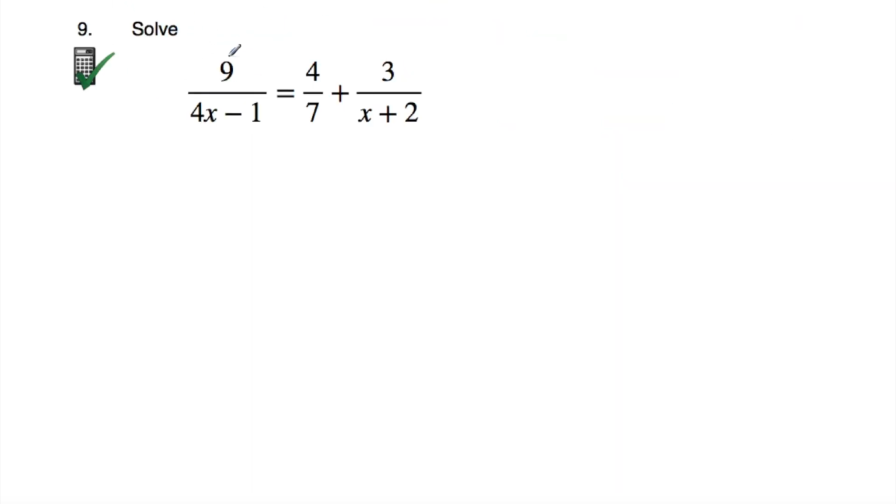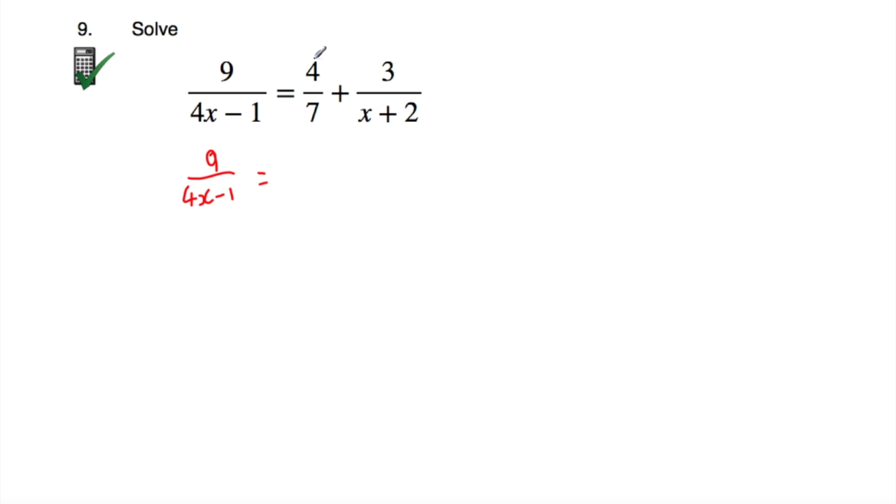So question number 9, we've been asked to solve 9 over 4x minus 1 equals 4 sevenths plus 3 over x plus 2. Okay, so I'm going to add together these fractions on the right hand side of the equation. So we've got 9 over 4x minus 1 on the left hand side of the equation. And on the right hand side, we want to get a common denominator. So we're going to multiply both the numerator and denominator of this fraction by x plus 2, and both the numerator and denominator of this fraction by 7.